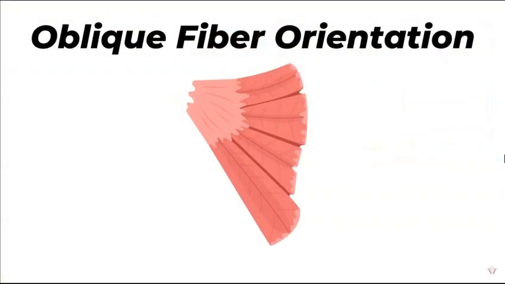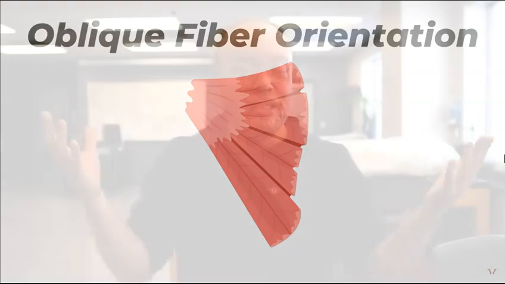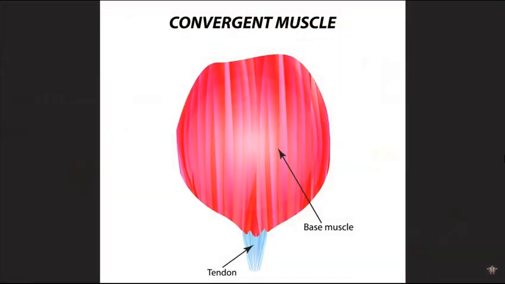Next, you have the oblique fiber orientation muscles. And so again, to no one's surprise, that's because the fascicles or fibers are going at an angle, at least in relation to the longitudinal axis of that muscle. Now, the first type is what's known as a convergent muscle type.